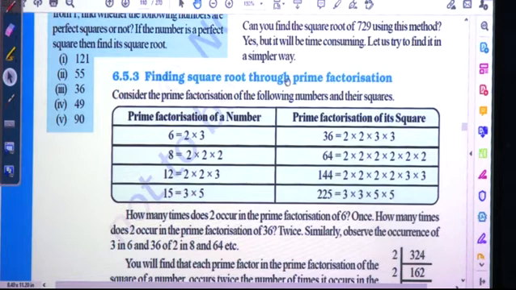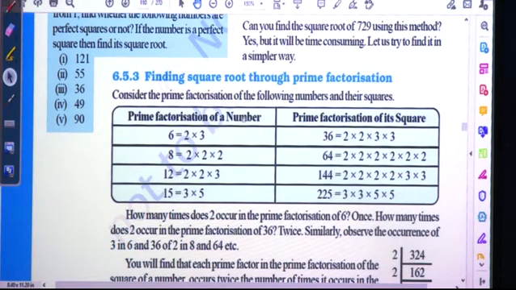Finding square root through prime factorization. How are you going to study now? That is, we are going to study finding out square root through prime factorization. Consider the prime factorization of the following numbers and their squares.